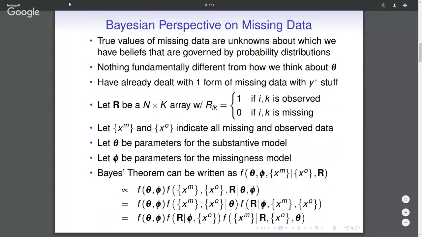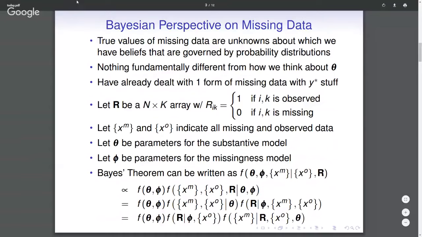So that R matrix is basically always going to be fully observed. You should know whether your data are observed or missing. There are very rare cases in which you would have uncertainty about that. Now, you might not know how much measurement error there is in the observed values, but you should know if the data are observed or missing. So we'll just consider R to be complete, consisting of 1s and 0s.